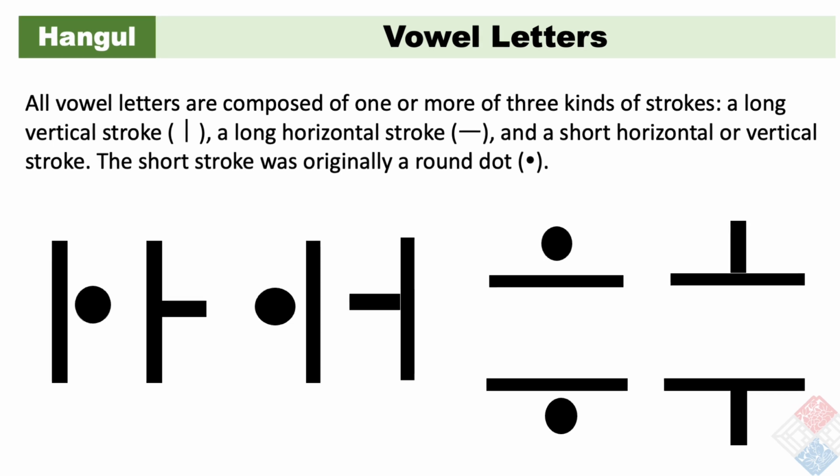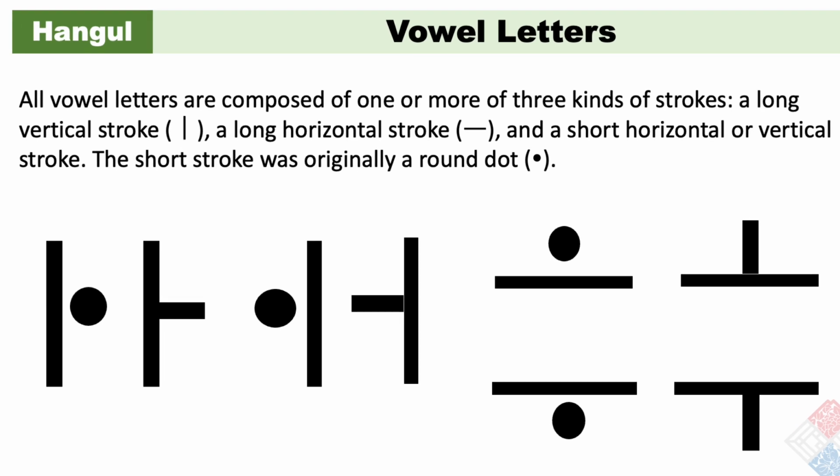All vowel letters are composed of one or more of 3 kinds of strokes: a long vertical stroke, a long horizontal stroke, and a short horizontal or vertical stroke. The short stroke was originally a round dot. The short stroke is placed horizontally on a long vertical vowel stroke, as in a and ae, and vertically on a long horizontal stroke, as in o and u.